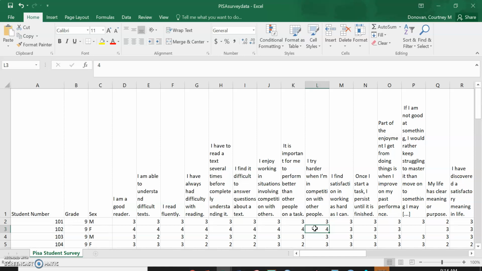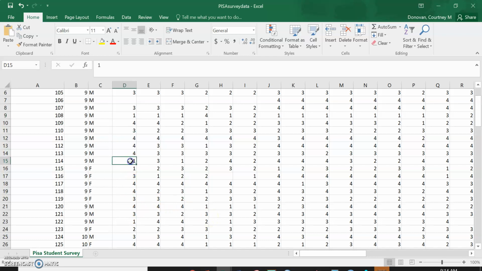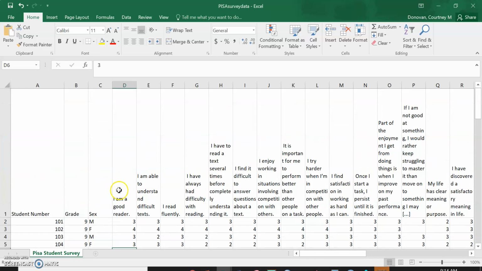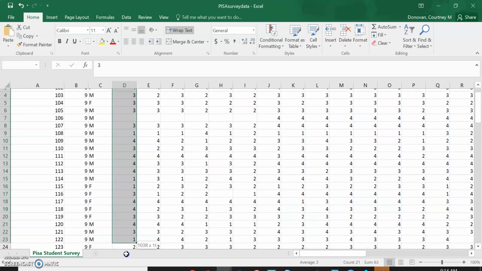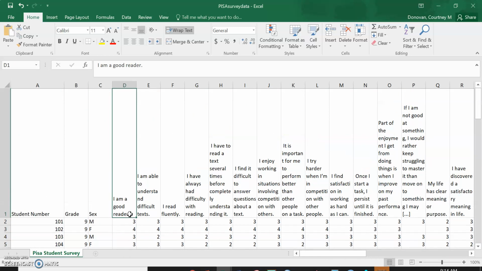This is an agreement scale where 4 is strongly agree, 3 is agree, 2 is disagree, and 1 would be strongly disagree. So if we look at "I'm a good reader," this person strongly agreed, this person just agreed, and we can scroll down and see that we definitely have some that strongly disagree that they are a good reader. With these Likert scales, these agreement scales, we actually get to treat them as continuous information.